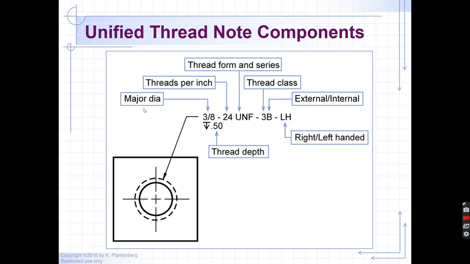Okay, the first number is the major diameter, then the threads per inch. This is the thread form in series. This is the thread class. This is whether it is an external thread or an internal thread. This is right-handed or left-handed. And then our depth symbol, and then the depth of the thread.